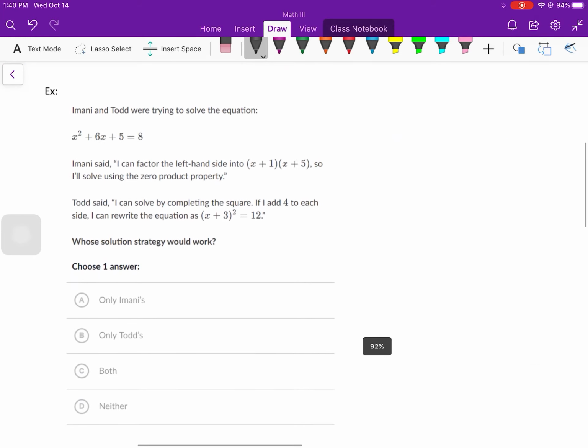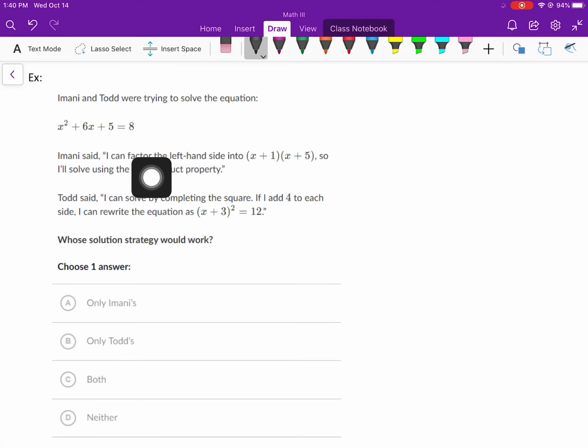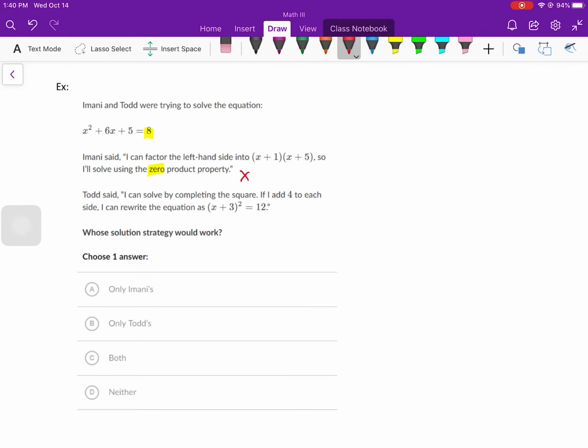That makes sense. Let's look at this one. I can factor the left-hand side so that I'll solve using the zero product property. So what's wrong with this? If you factor the left-hand side as x plus 1, x plus 5, shouldn't it be equal to 0 in order to use the zero product property? So that is wrong. That's not going to work.